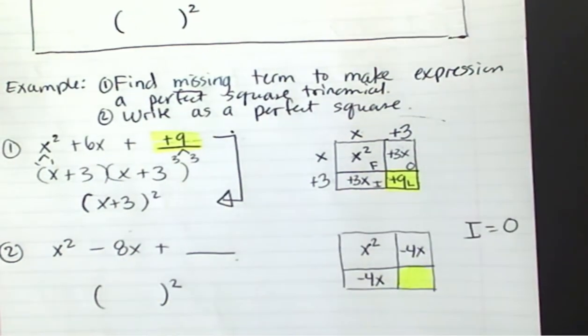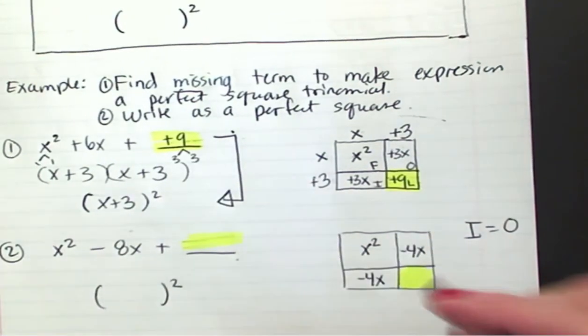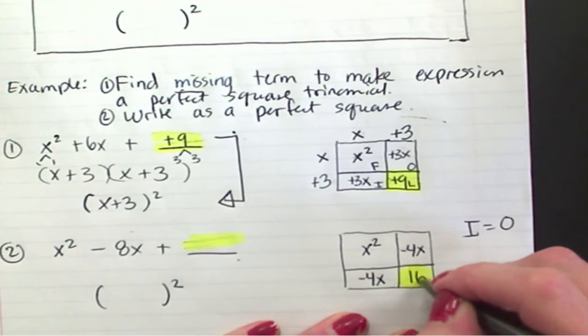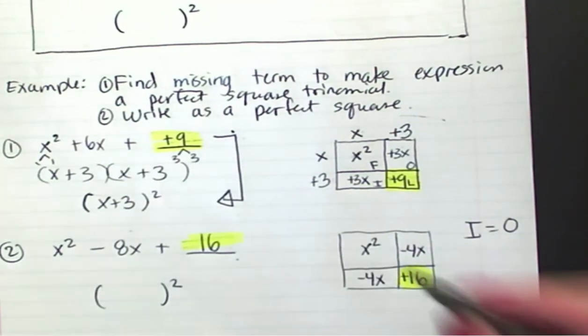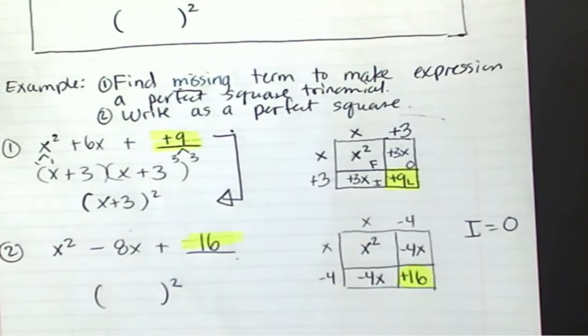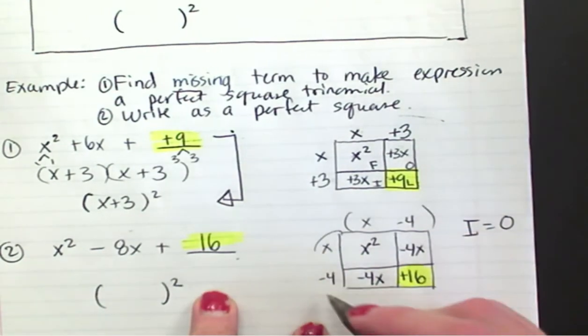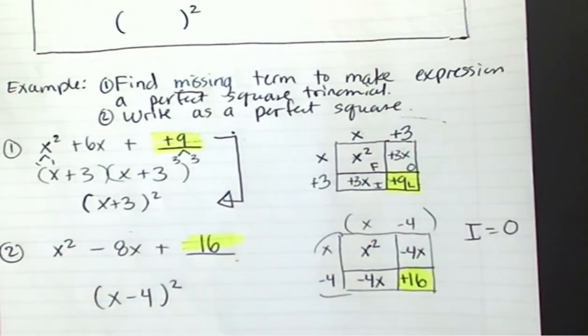Okay, what goes in the yellow square? 16. Yes. Positive 16? Yes, because even a -4 times a -4 is positive. Okay, what goes in my parentheses? If you draw the box, you kind of already have the factoring done. Right? But eventually, we're going to take the graphic organizer away. That's just to help you with the visual of what you're doing.